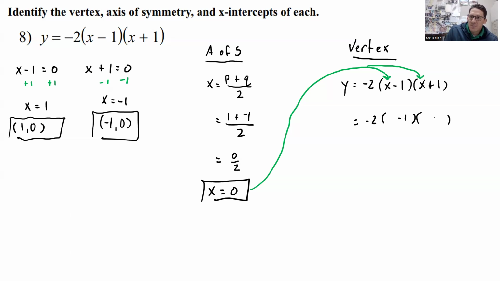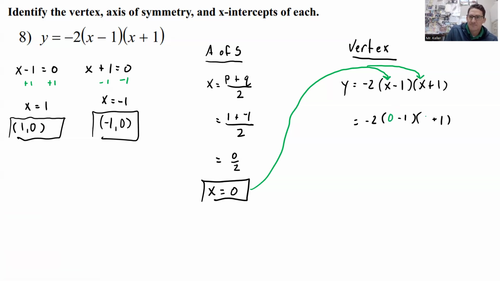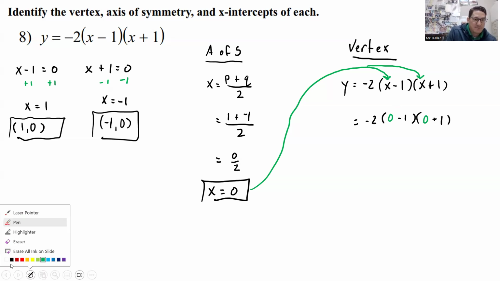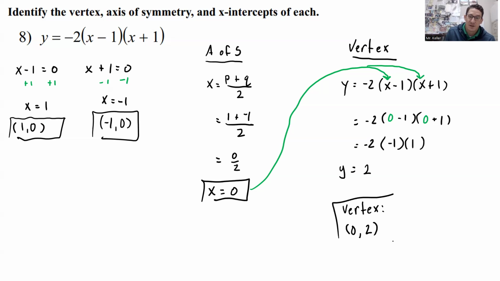So I'm going to change those x's to 0. This one is pretty easy to figure out. So this is going to be -2. 0 minus 1 is -1. 0 plus 1 is +1. -2 times -1 is +2, times 1 is still +2. So y is 2. So the vertex is at x equals 0, y equals 2. Again, the 0 comes from the axis of symmetry.